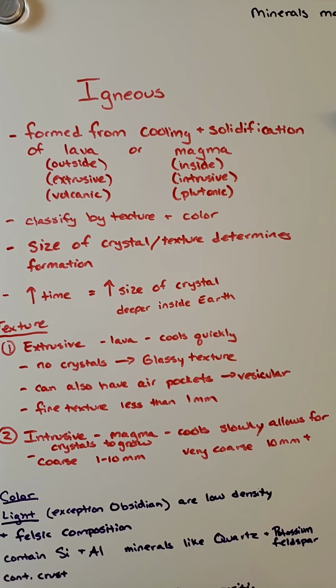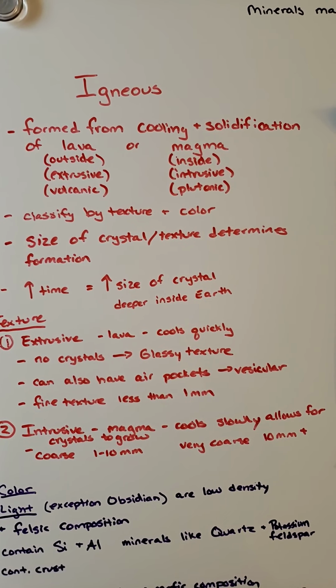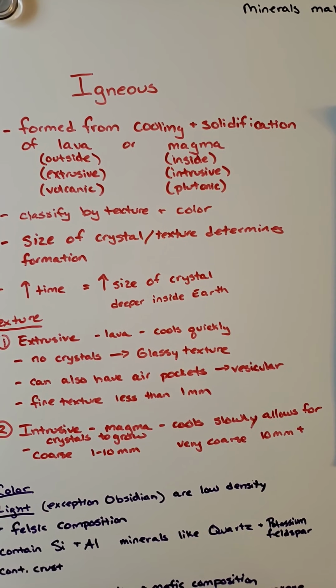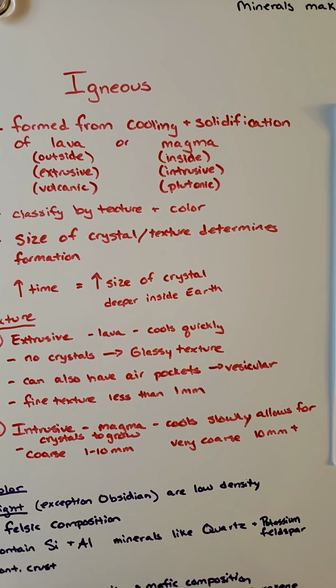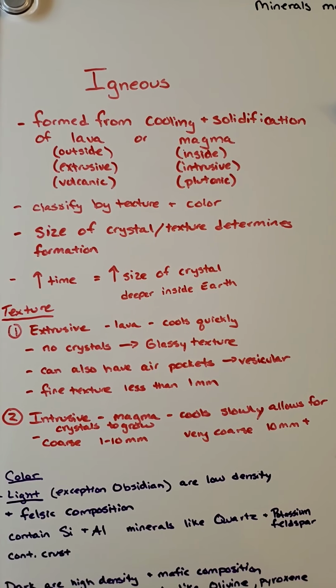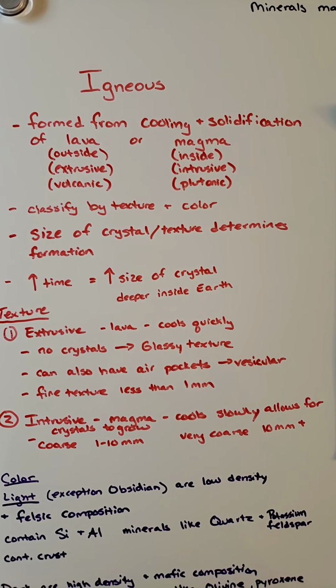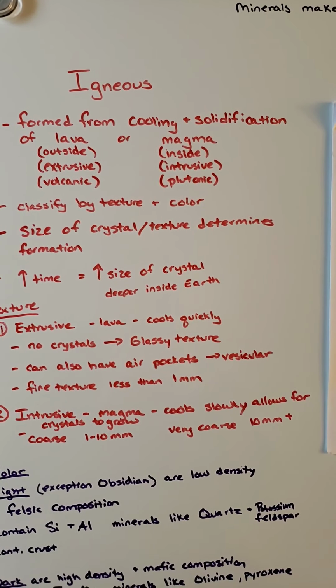You're expected to know that lava, which can also be written as volcanic or extrusive, is on the outside of the earth, versus magma, which is on the inside of the earth. It could also be phrased as plutonic. And we already went over with our lab that igneous rocks are classified by texture and color.